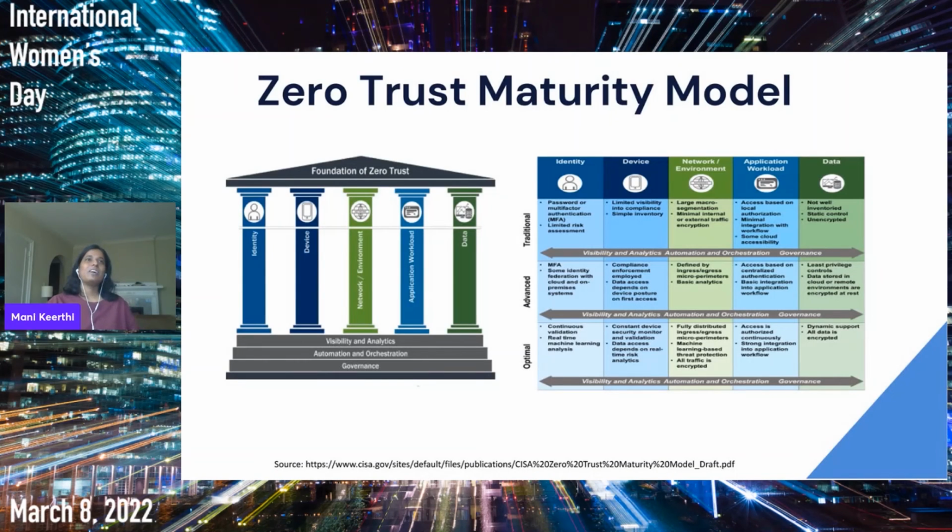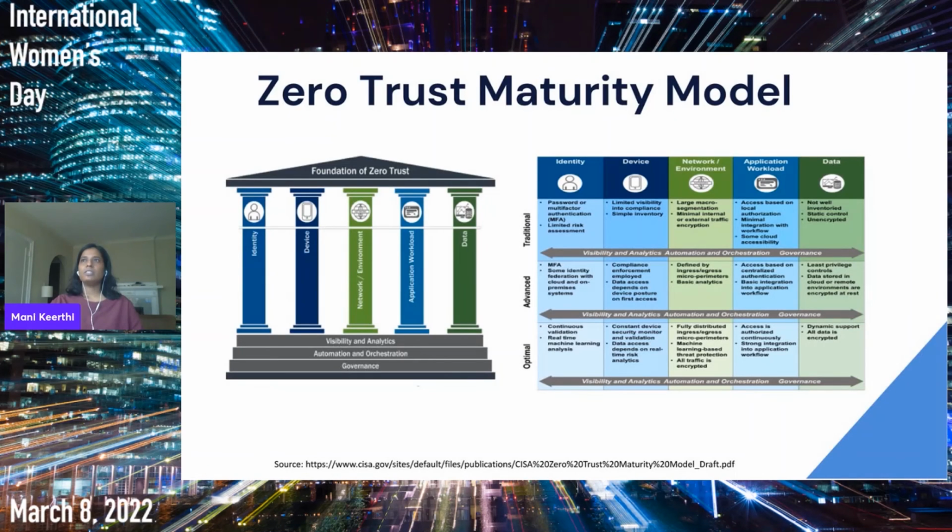Investment is key. So the following are the different pillars that you have: identity, device, application, workload. So each pillar includes general details about what is the visibility and analytics associated with each of them, and automation and orchestration and governance basically forming the basis for them.